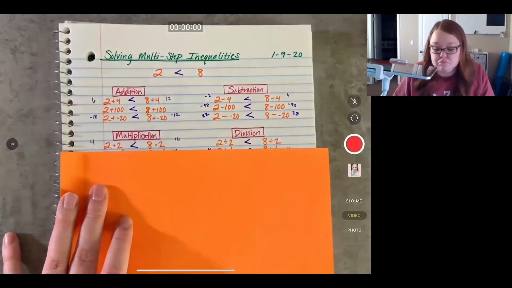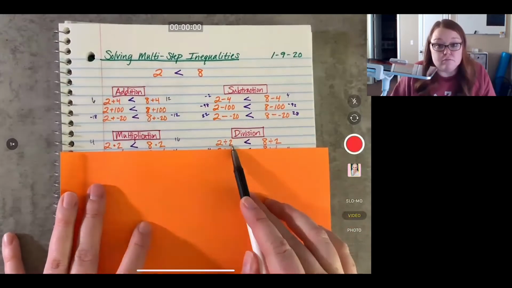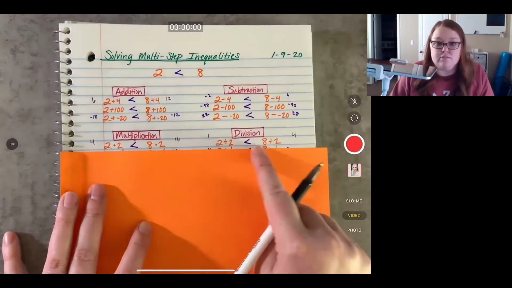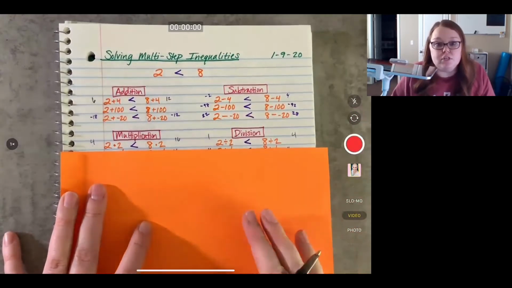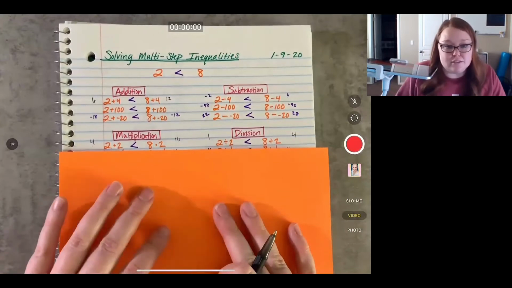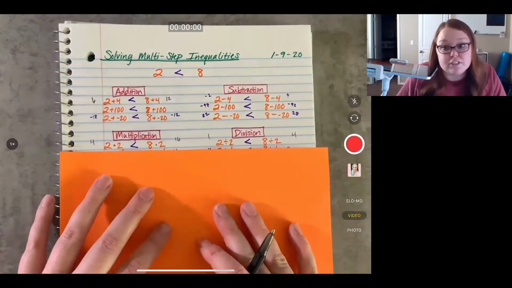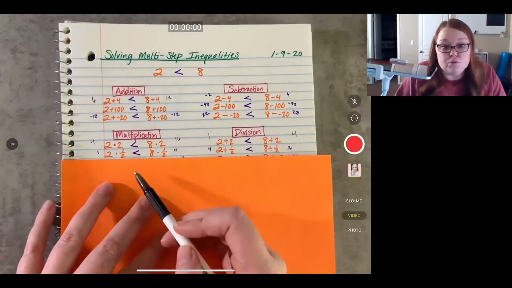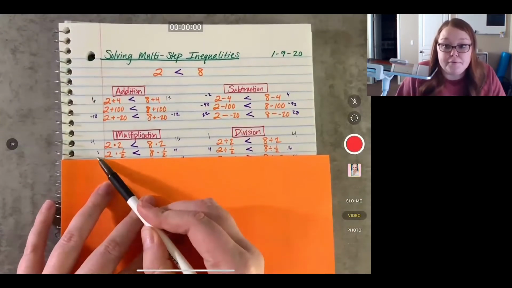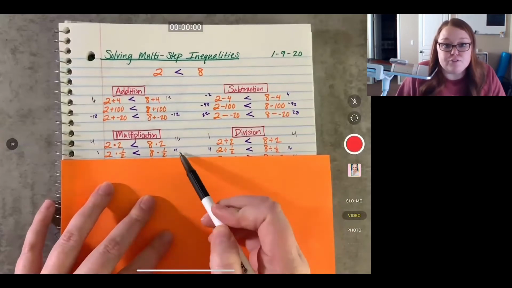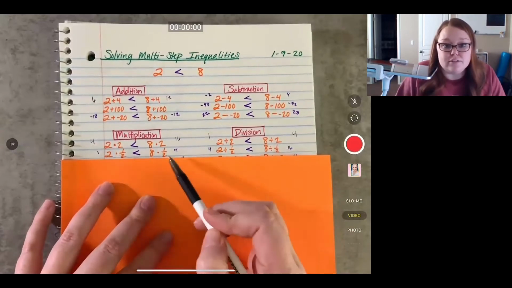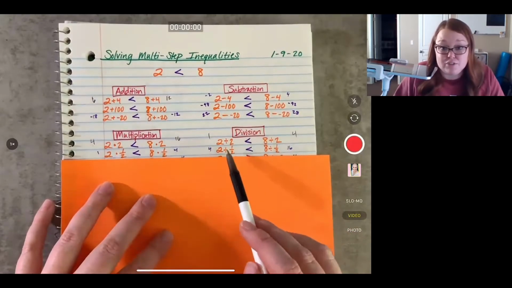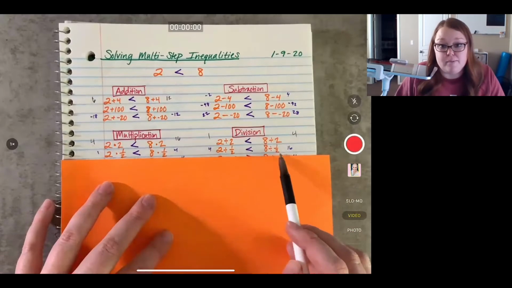Symbol didn't change. We divided by 2. 2 divided by 2 is 1. 8 divided by 2 is 4. 1 is less than 4. Symbol didn't change. So now we started, I think a student said, what if it's a fraction? So we times by half. 2 times half is 1. 8 times half is 4. 1 is less than 4. It didn't change the symbol. Division didn't change either. 2 divided by half is 4. 8 divided by half is 16.